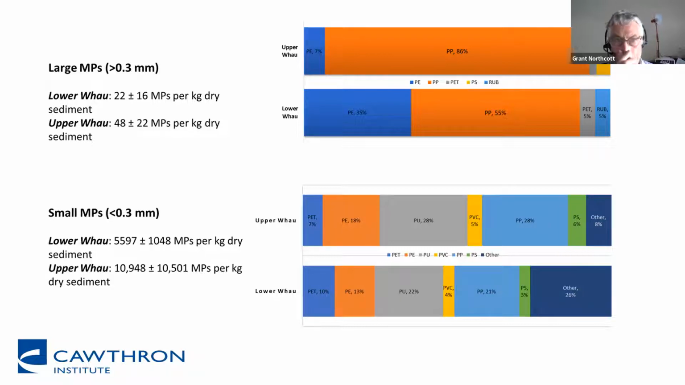One other thing we can see from the results is that the upper Whau catchment site generally has larger quantities of the large and small microplastic residues. At this stage, we're unclear as to why that might be the case, but we'll be following that up with these results. Thank you very much.